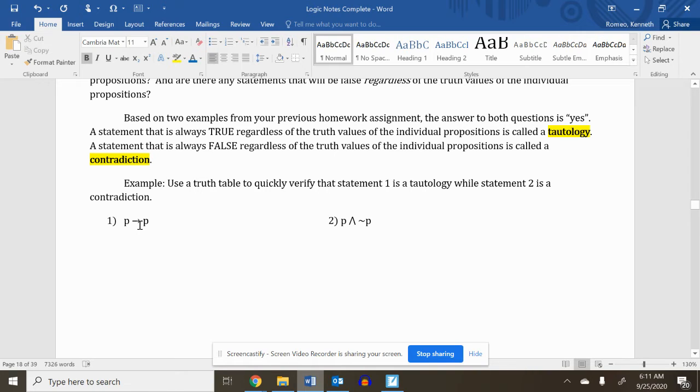Those of you who have Mr. Sorensen, he always says it is what it is. And for a while I was like, yep, that's a tautology. And then I just got tired of saying that.